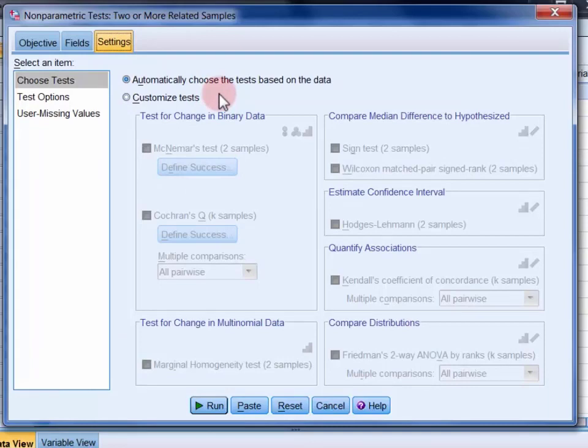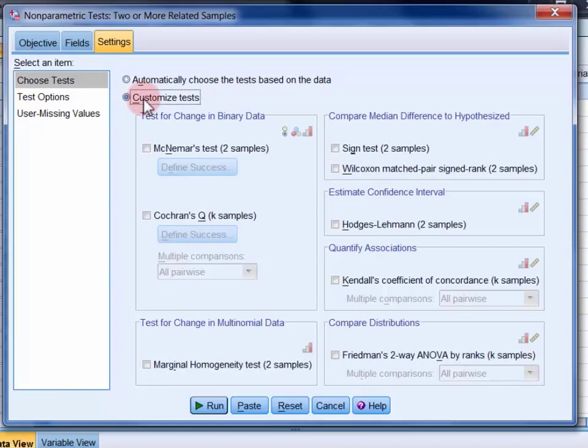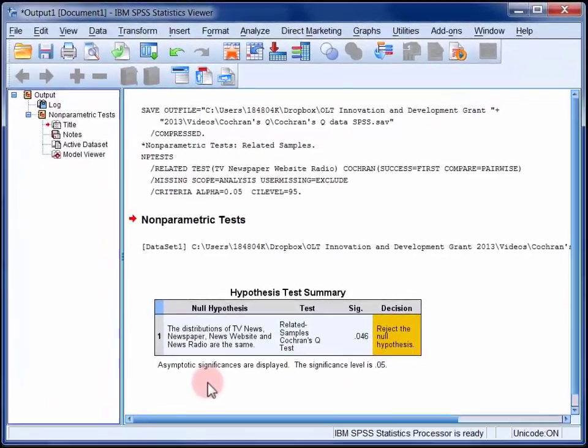But I think it's better practice to know exactly what you're running before you actually run it. So I'm going to select Customize Tests, and then I'm going to tick Cochran's Q. And under multiple comparisons, we can leave the default as all pairwise selected. So if you click Run, your output will appear in the viewer.